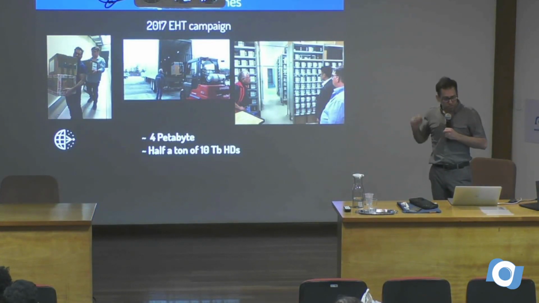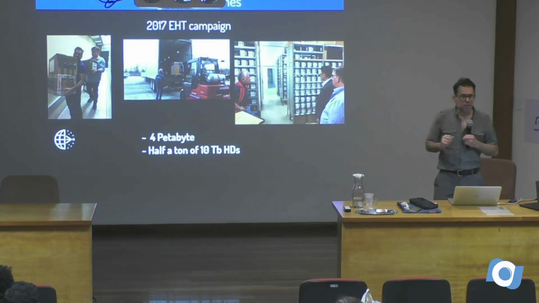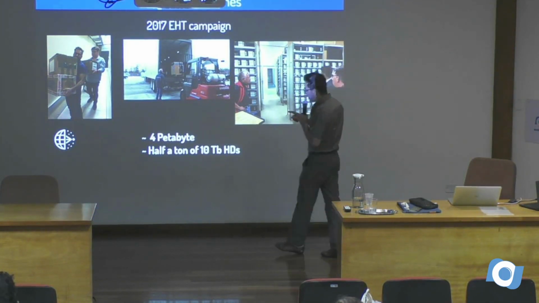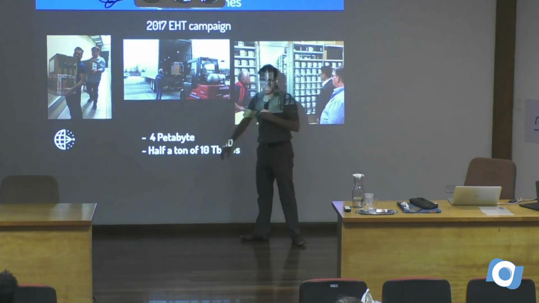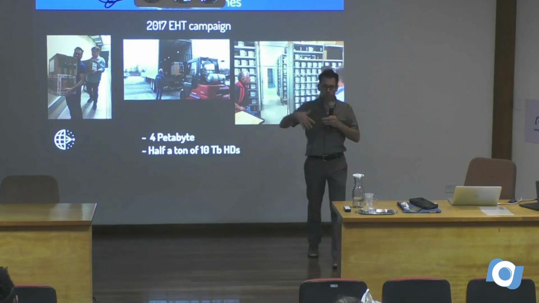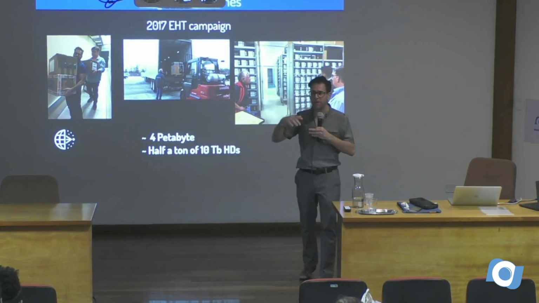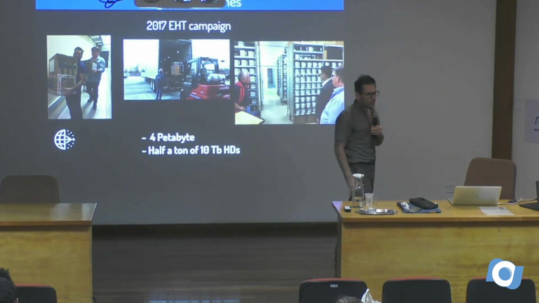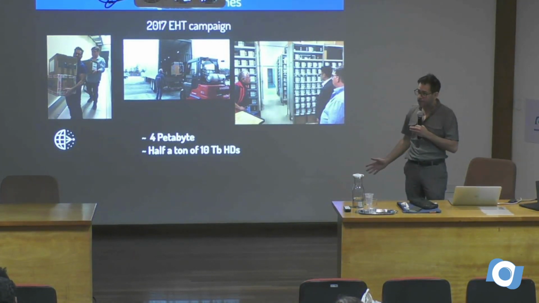So first of all, the EHT observations produce large amounts of data. In 2017, we recorded something like 4 petabytes. And this year, we have a larger array, and we doubled the bandwidth. We recorded something like 15 petabytes. So it's a huge amount of data. We cannot transfer it over the internet.